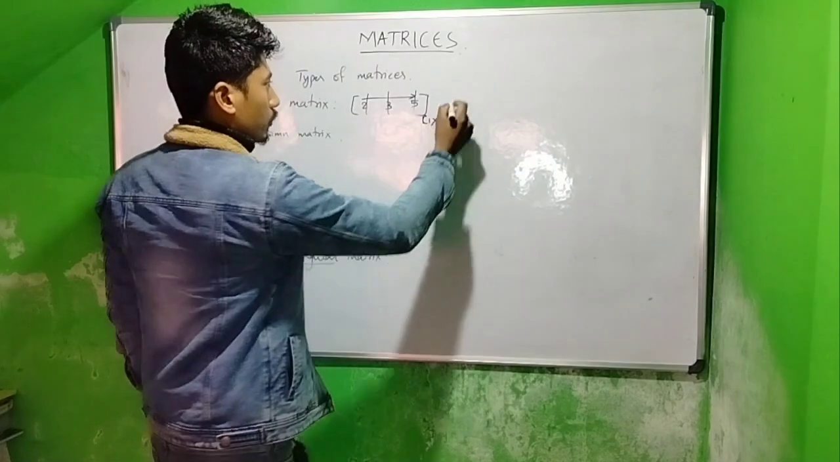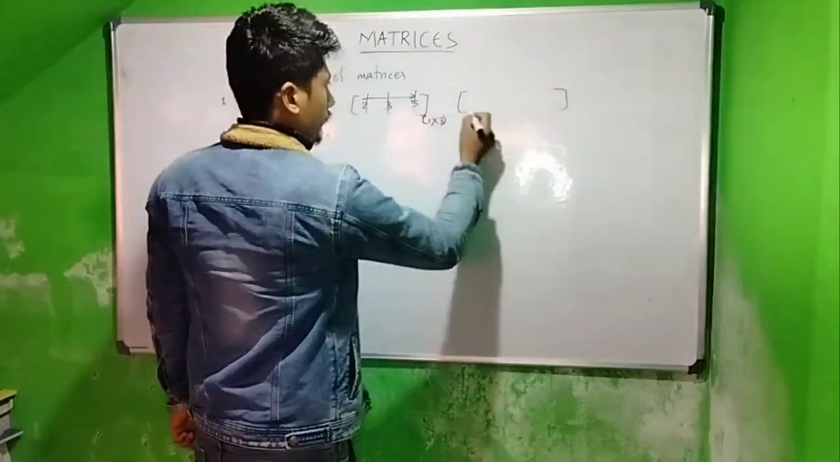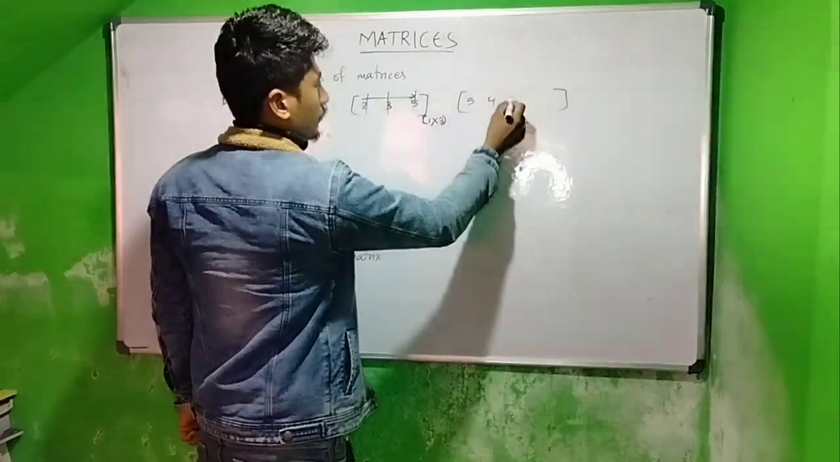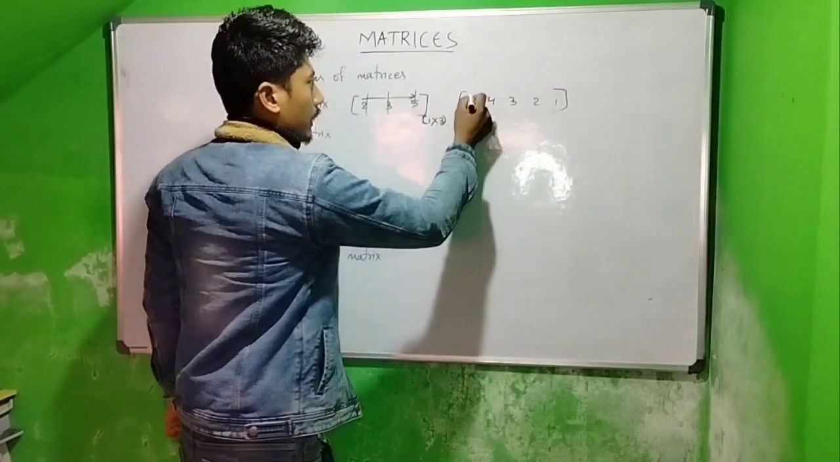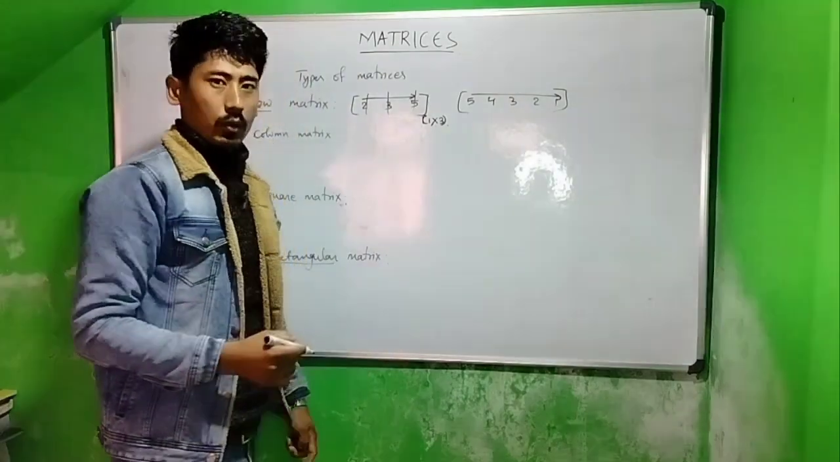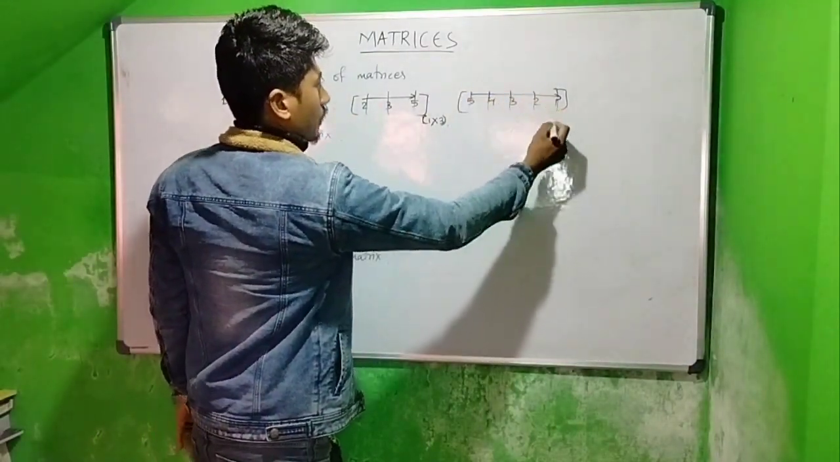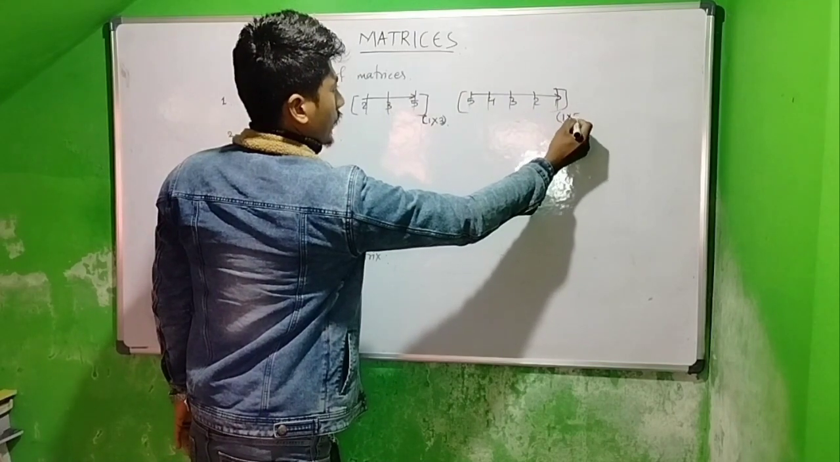I'll give you one more example. If I take 5 numbers in a row matrix, let us take 5, 4, 3, 2, 1, there is only one row, but there are 5 columns. So its order becomes 1 by 5.